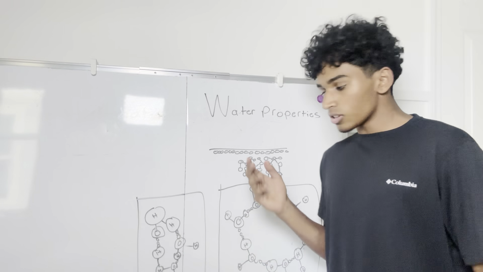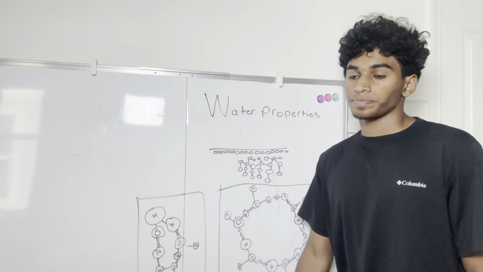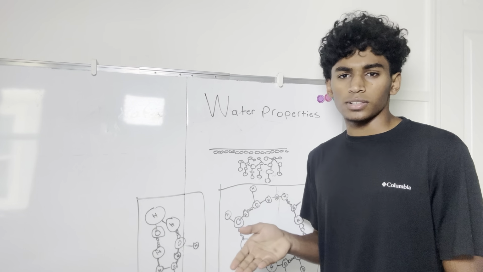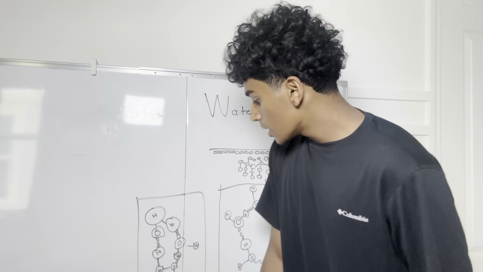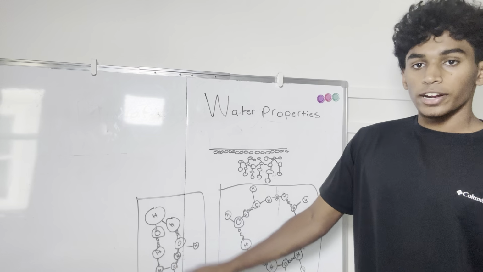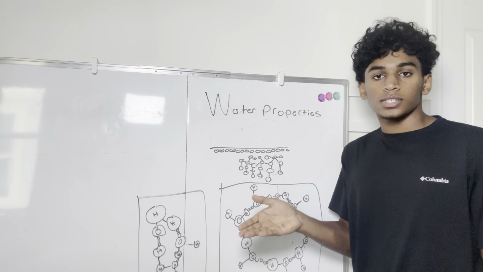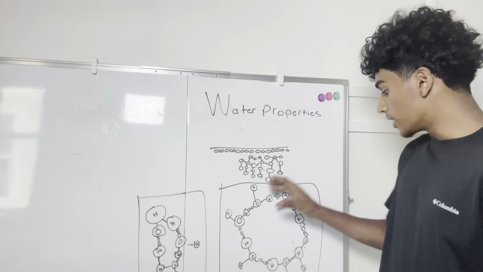So, there's also that solid water is less dense than liquid water. A lot of people think solids are more dense than liquids, aren't they? But for water, that's not the case. So this is a liquid water diagram, and this is a solid water, or to say ice. So it's more spread out in the ice diagram.